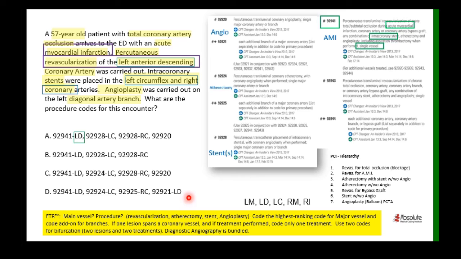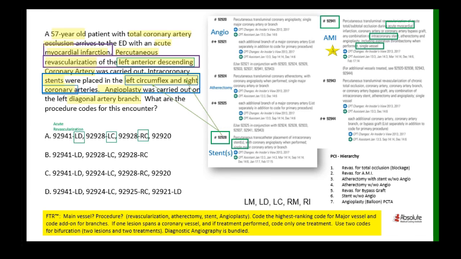All right, so what do we do next? Well, let's just go right in order. Right here, I see a 92928. Well, of course, we're going to keep that. This is a code for what? We can see it right away. Coronary stents. Were stents placed? Yeah, stents were placed in the left circumflex and the right coronary. So absolutely, this is a good code, 92928. And look, LC is for left circumflex and RC is for right coronary. So that looks very good.